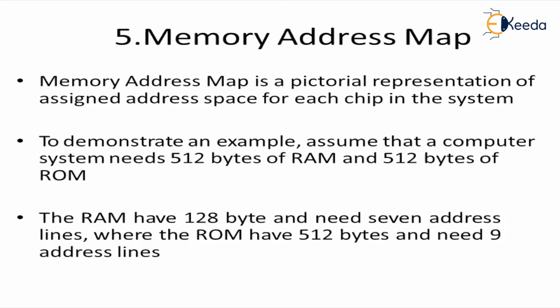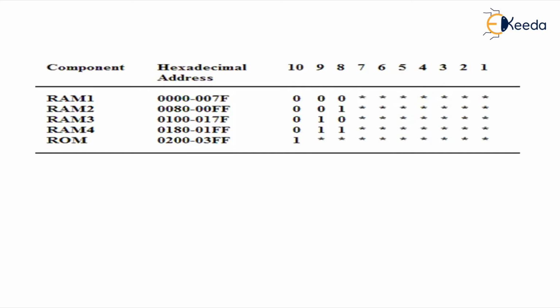Now, a memory address map is a pictorial representation of the address assigned to each chip in the system. To demonstrate with an example, assume that a computer needs 512 bytes of RAM and 512 bytes of ROM. The RAM has 128 bytes and needs 7 address lines, whereas ROM has 512 bytes and requires 9 address lines. Now look at this example.